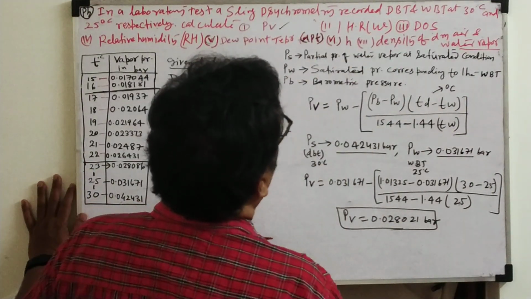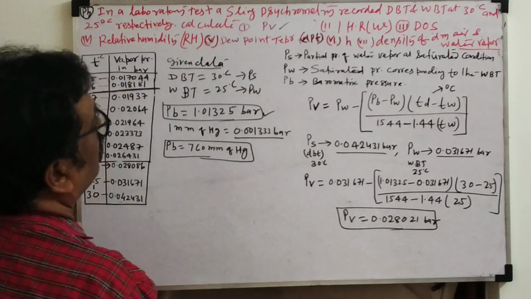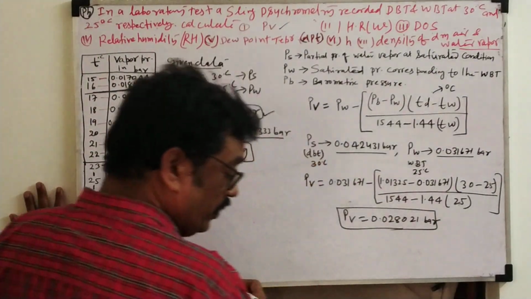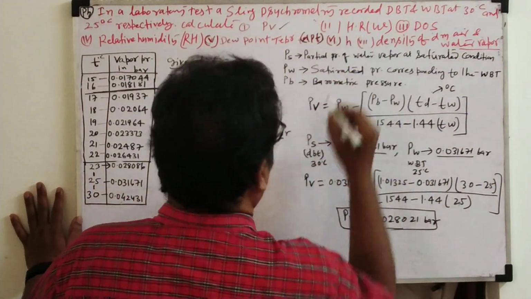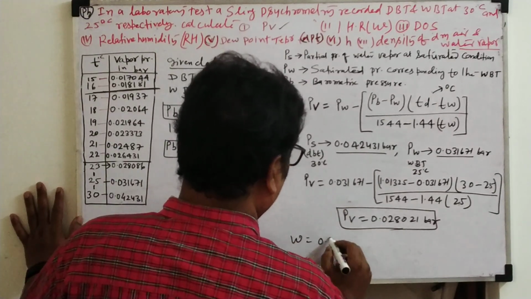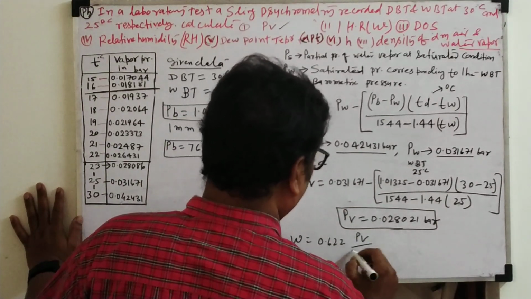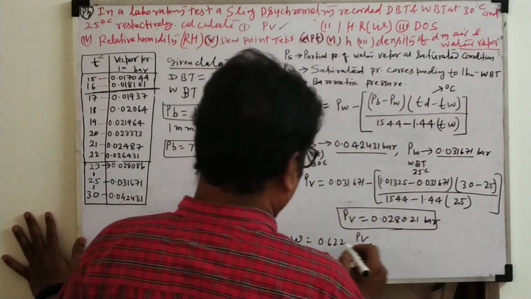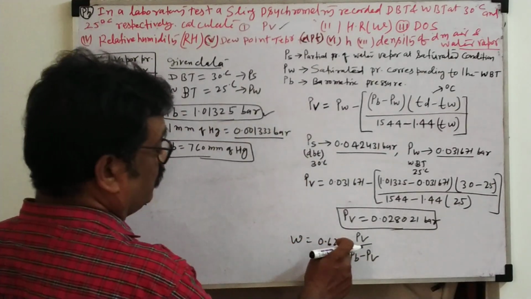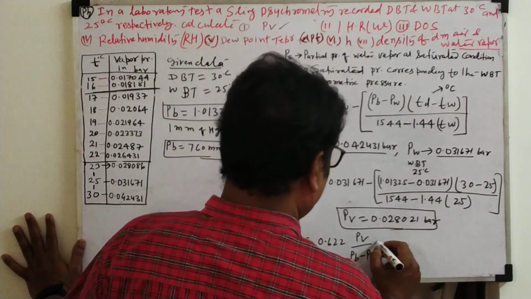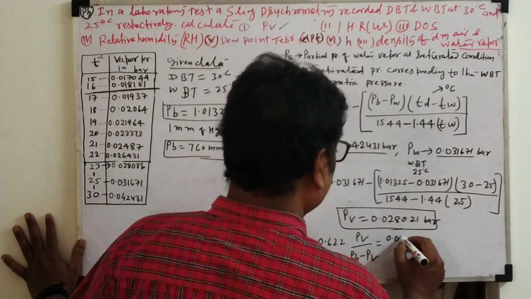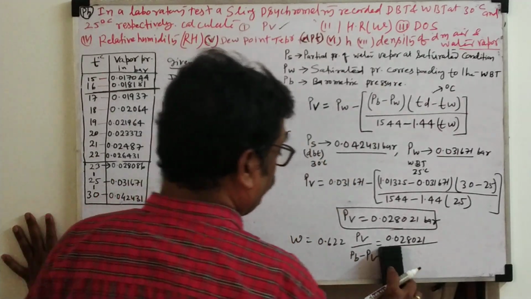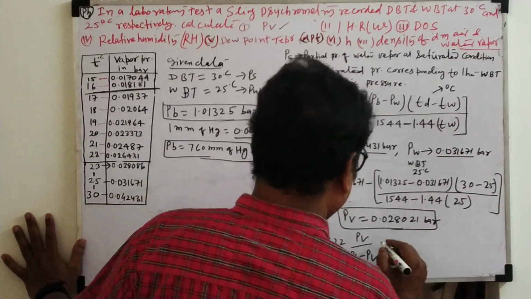Next, what is the humidity ratio? Humidity ratio is nothing but W, the symbol I have given. The W formula is 0.622 PV divided by PB minus PV. PB is barometric pressure, PV is partial vapor pressure. This is the standard formula, 0.622 PV by PB minus PV. So the PV value is 0.02821, divided by, okay, multiply. So wait here.